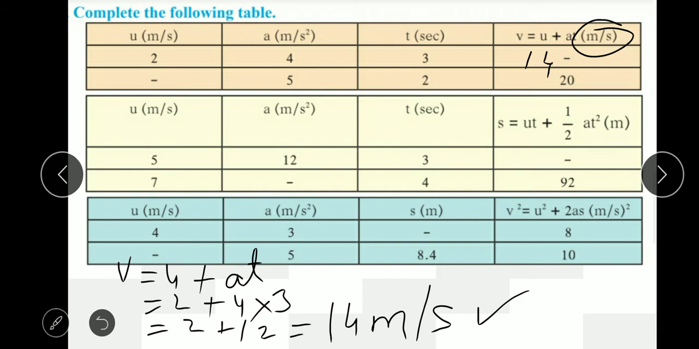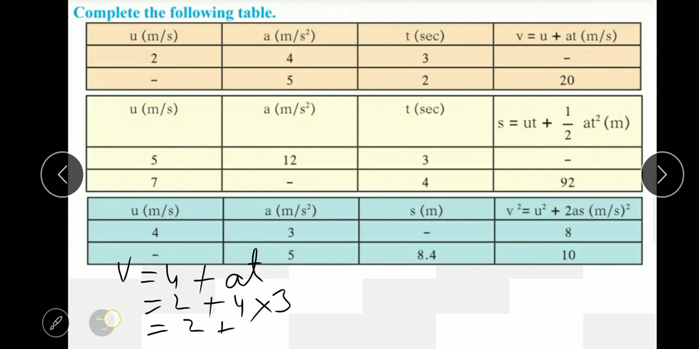In the same way we can continue with the second. I'll just rub this all out, and then I'll do the second one. Just remember, students, for the second one we also have the same formula: v is equal to u plus at. I have written the same formula for the second one also. I'll just substitute the values which are given to us.